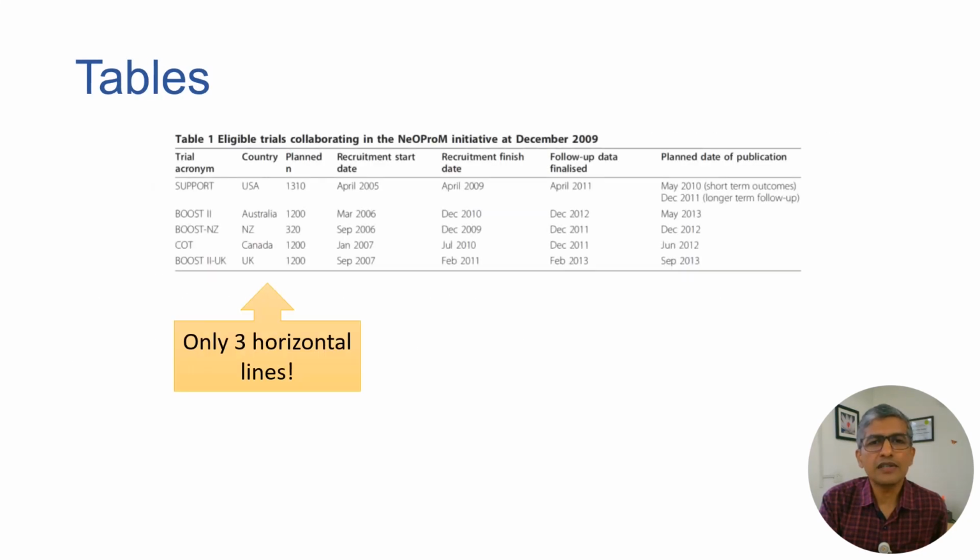So one thing you will notice about tables in good journals is that there are often only three horizontal lines and they look pretty clean. There is one horizontal line under the title and before the header. There is a second horizontal line under the header and one more at the end, just before the footnotes. So these three are the minimum necessary lines and probably the only lines that are required. So keep it clean.